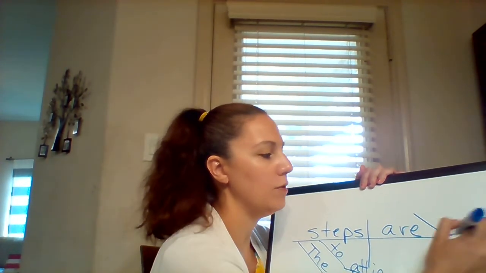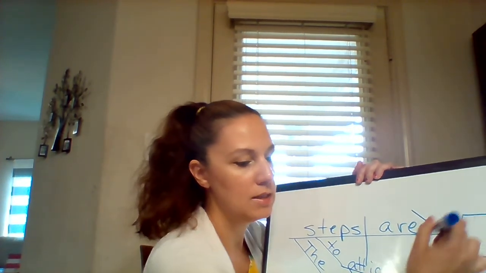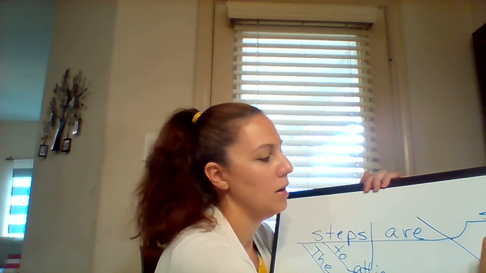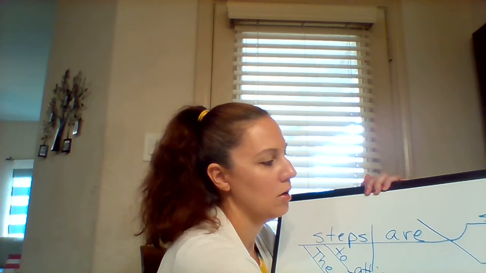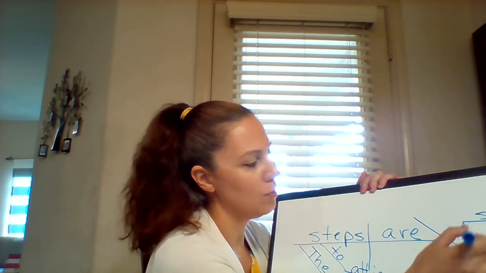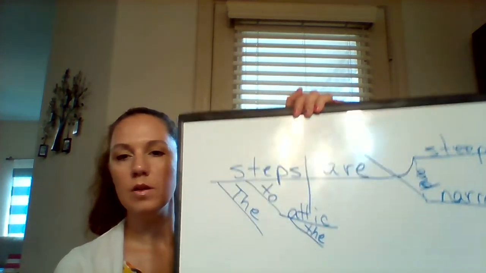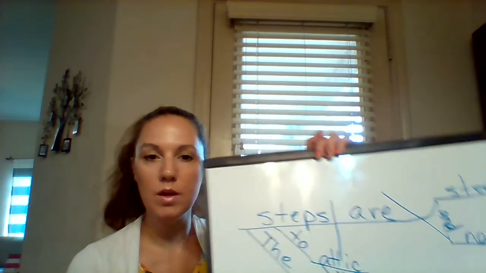Are, can't just use are, so I have to add my subject complement. And we have 2 different things that they are. They are steep and narrow. So steep, narrow, with an and between them. Okay? So it's the same thing we did before, just splitting apart 2 of them for a compound. And don't forget, each word gets its own line. Never put more than 1 word on a line in a diagram.